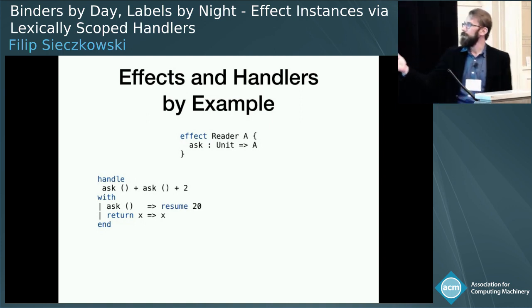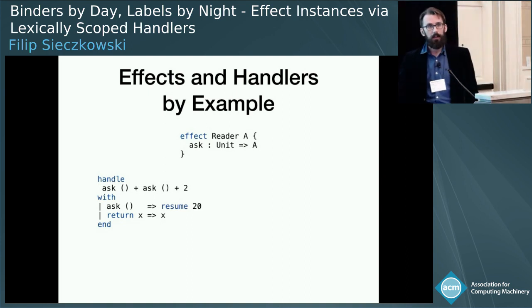So the idea is that we'll start evaluating. We'll hit the first ask. The handler forms an evaluation context. We hit the first ask, and we move the control into the handler. The handler says resume with a value 20. Now we're in a position where we have 20 plus ask plus 2, hit the second ask, get another 20, and reduce in the end to 42.